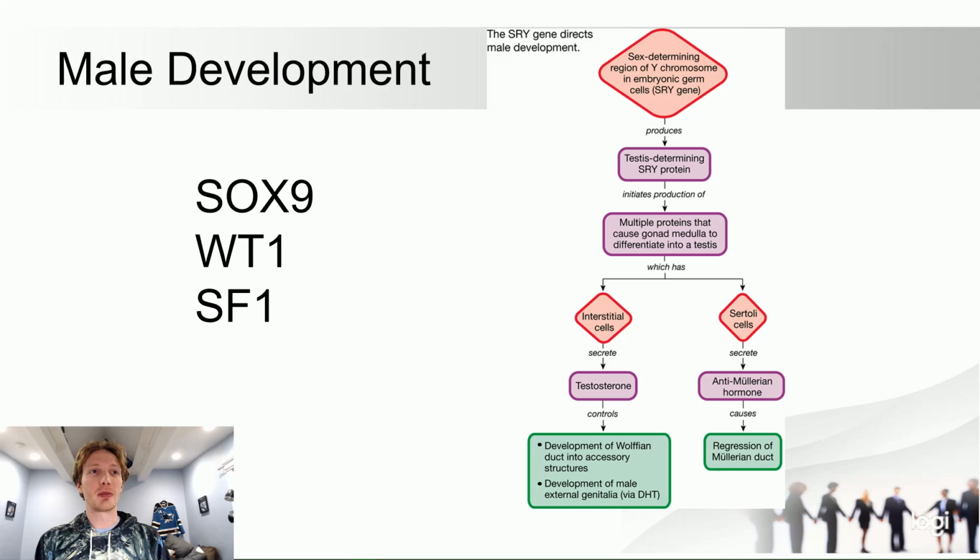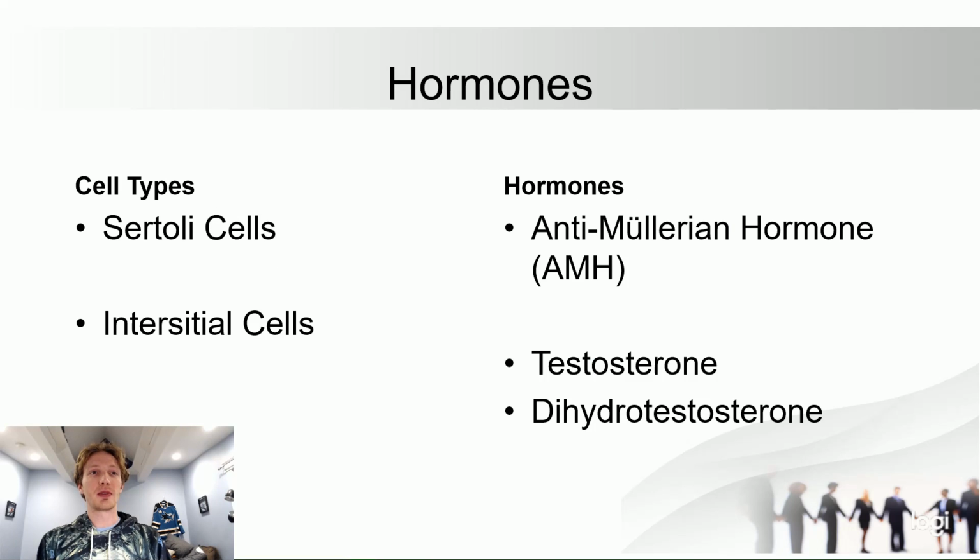The branches of the male development are controlled further downstream by hormones produced by the testes that these proteins help to create. There are 2 types of cells that produce hormones from the testes in this stage of development: Sertoli cells and interstitial cells. Sertoli cells produce anti-Mullerian hormone, or AMH, which does exactly what it says. Remember the Mullerian ducts mentioned that contribute to female development? This hormone initiates the regression of those ducts and inhibits the formation of female characteristics.